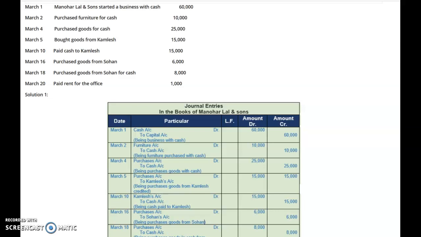So here, bought goods from Kamlesh, it means that it is a credit transaction, means we have purchased on credit and we have to make the payment to the creditors, it is our liability. Again, what we have to do, we have to recognize the type of the accounts. One account is very simple, purchases, that is our asset, and second is of Kamlesh. Now, purchases is a real account. Kamlesh is a personal account.